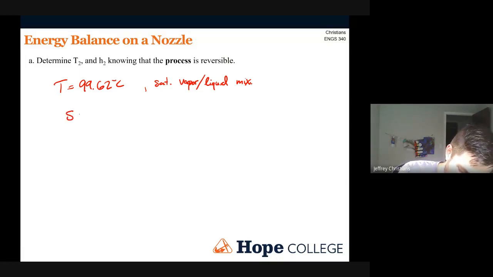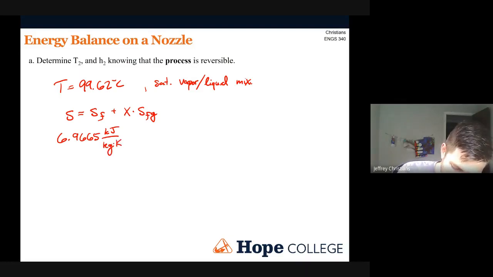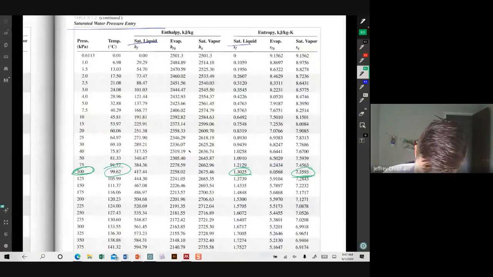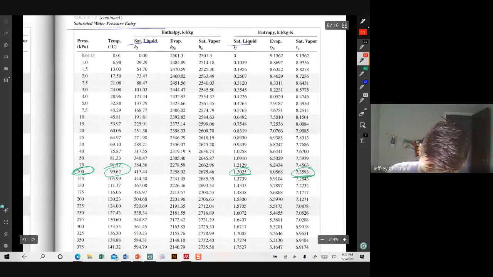We're going to find our entropy by S equals SF plus quality times SFG. So our entropy is 6.9665 kilojoules per kilogram Kelvin. That equals, what is it, 1.3025. Right, so this is SF up there.